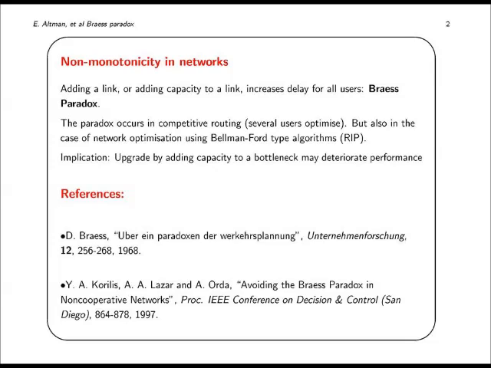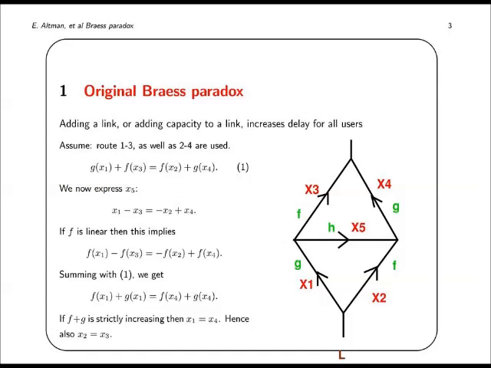Braess, who was not aware of Wardrop's work, in fact reinvented the principles of Wardrop and calculated correctly the equilibrium when adding or when removing a link in a paper in 1968. There has been a huge amount of work since then on this Braess paradox, and in particular let me mention the work by Korilis, Lazar and Orda, who brought it into the area of computer science. I will now present the original Braess paradox with a little more generality that will help to identify what properties of the cost imply different properties of the equilibrium.